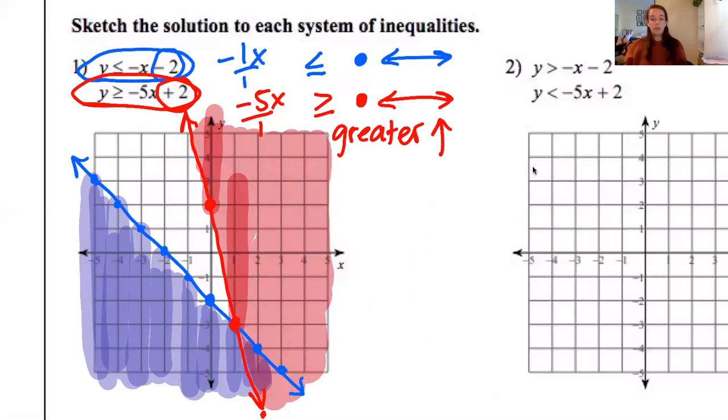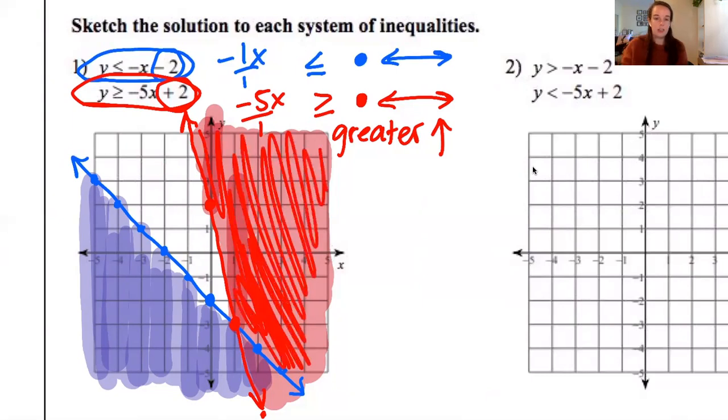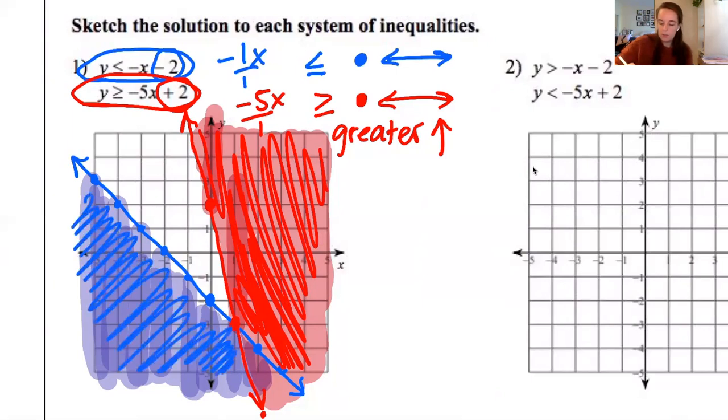So now I'm looking here for the area of the graph where both the blue and the red are crossing over. So in this section here, there is no shading. So that is not my answer. In this section over here, there is only red shading. So that is not my answer. In this section right here, there is only blue. So that is not the correct answer.